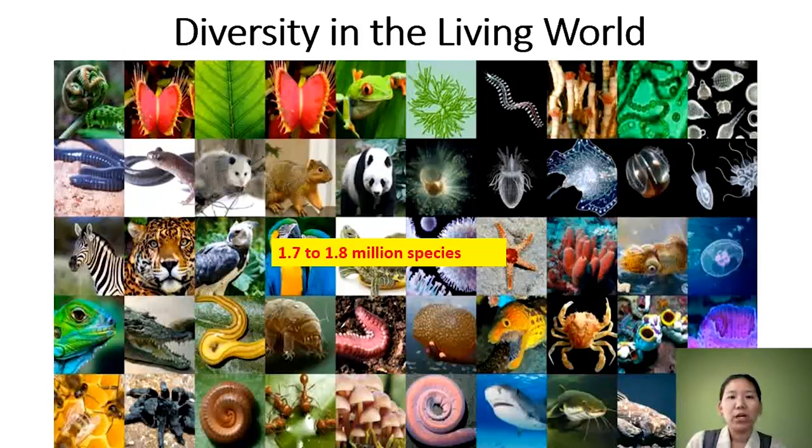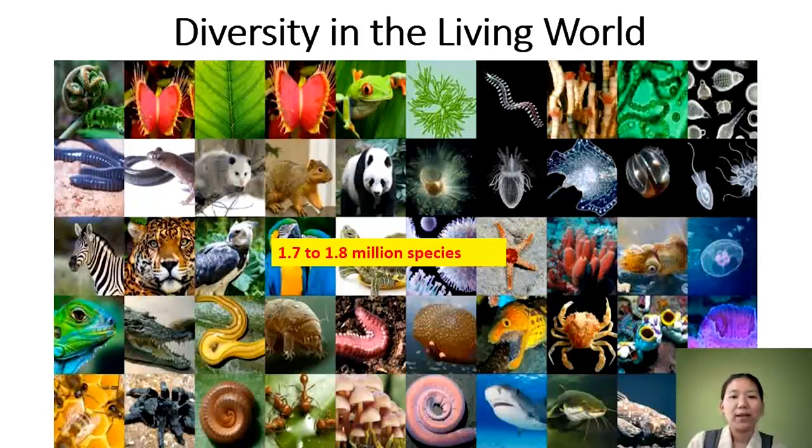In the earlier class we talked about what is living, what the characteristics of living are, and also categorized those characteristics into defining and non-defining characteristics. Well, in today's class we are going to talk on the topic diversity in the living world, and here we'll focus mainly on taxonomy and taxonomic categories.